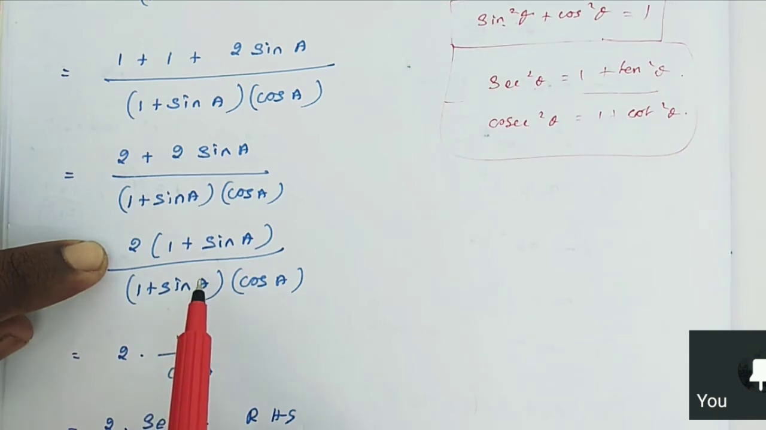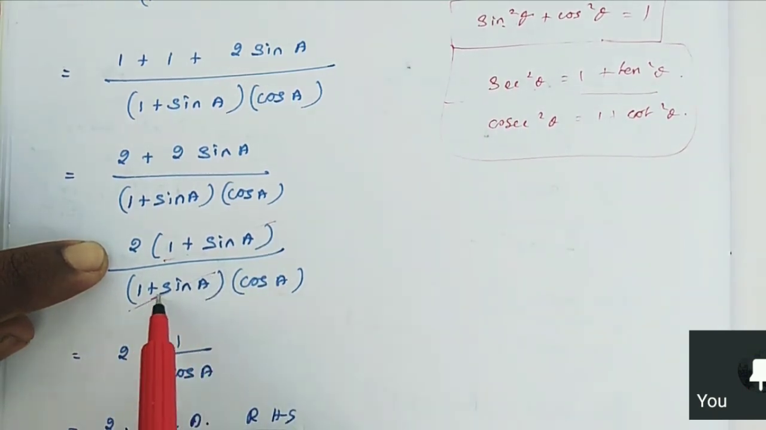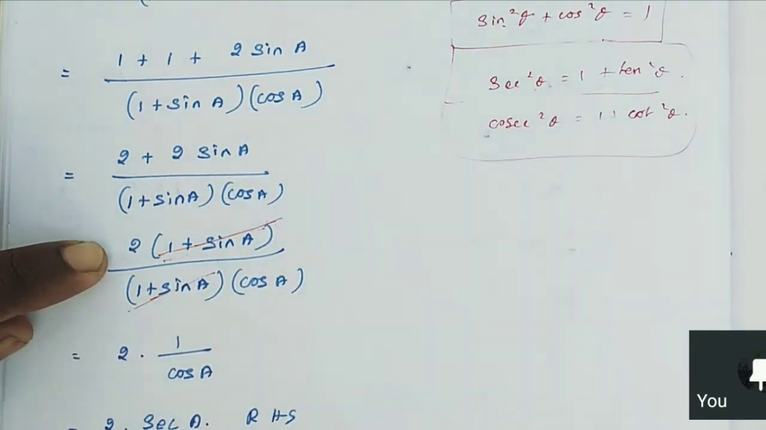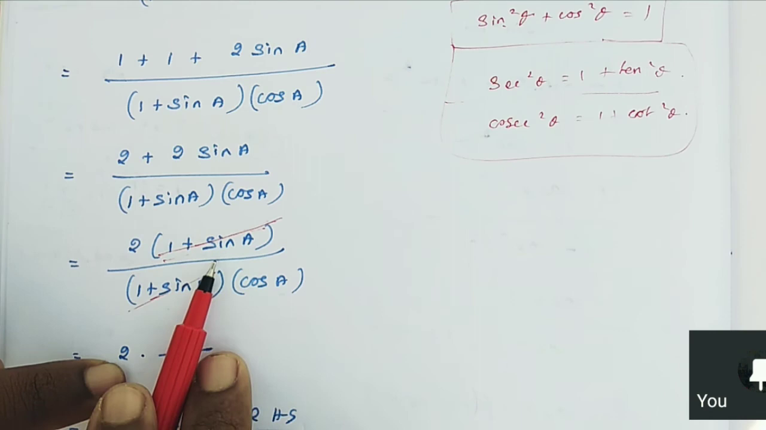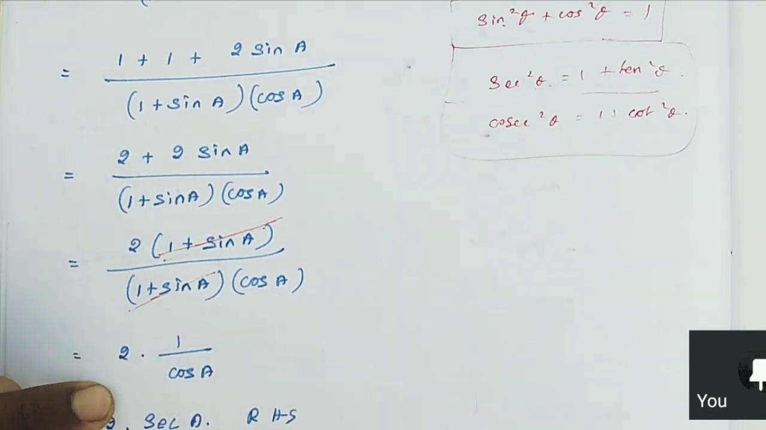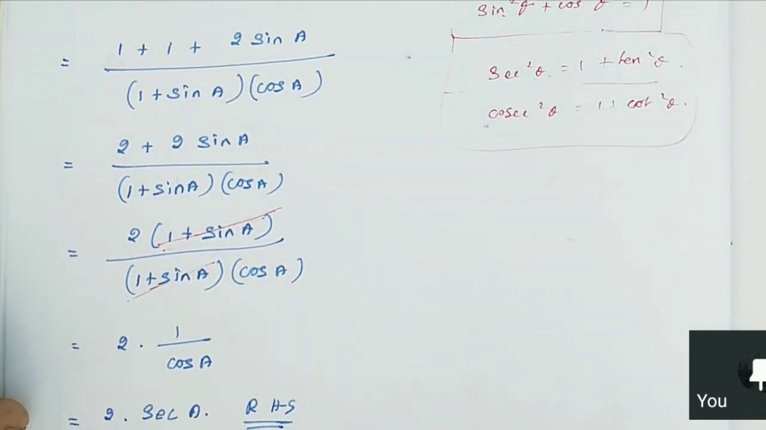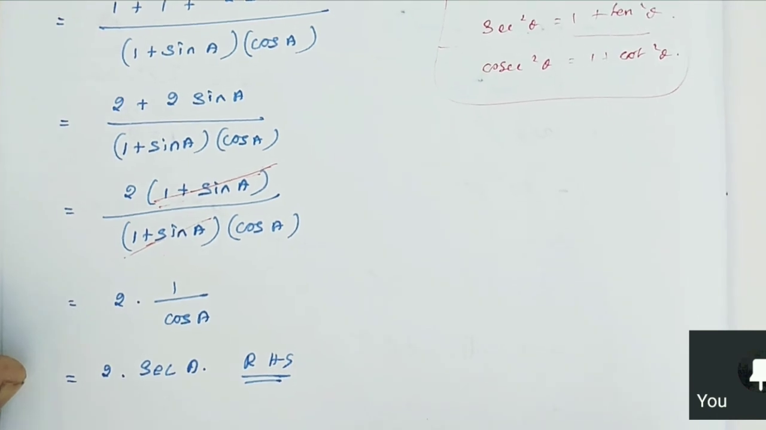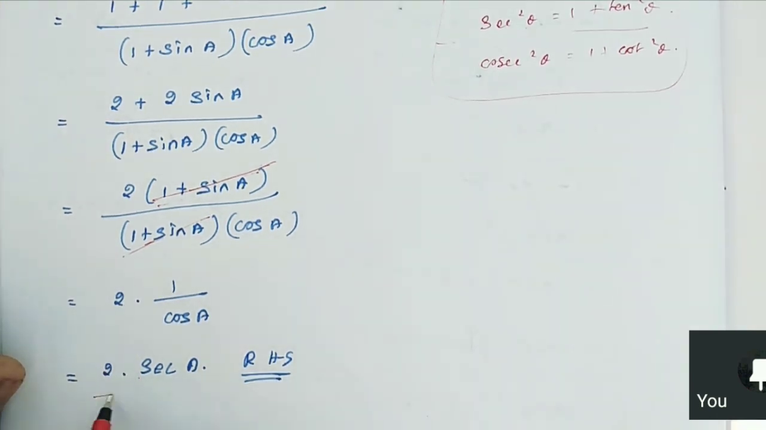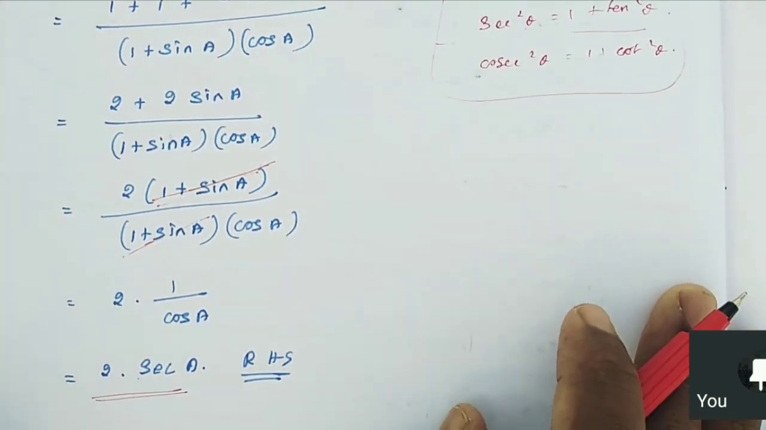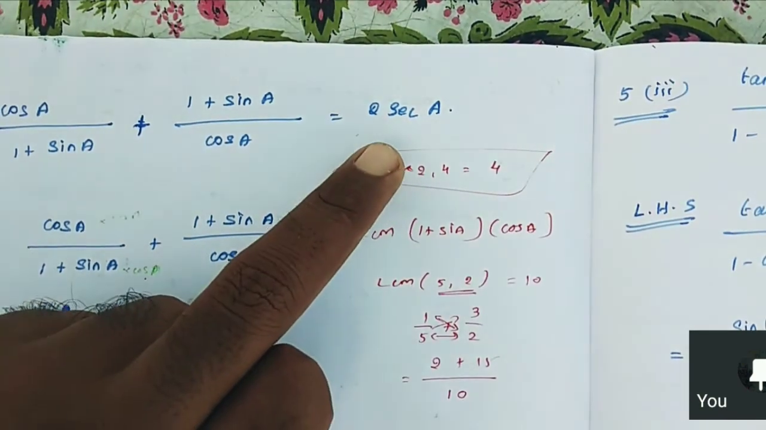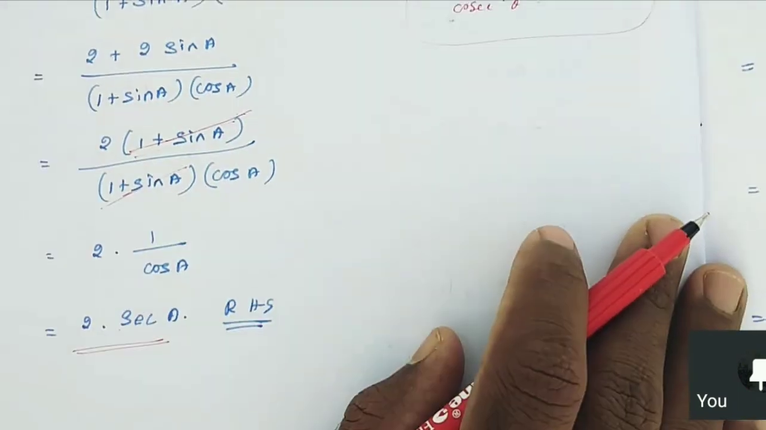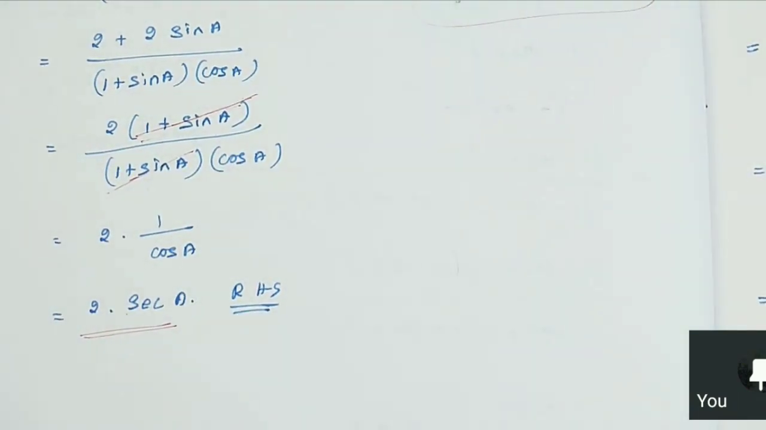Shall we cancel now 1 plus sine A and 1 plus sine A? Shall we cancel it or not? Now remaining 2 into 1 by cos A. Clear? 1 by cos A, what is it? Secant A. So 2 into secant A. Now you can check your right hand side, what is it? 2 secant A, we were supposed to prove it, right? So we got the right hand side. Are you clear, any doubt?